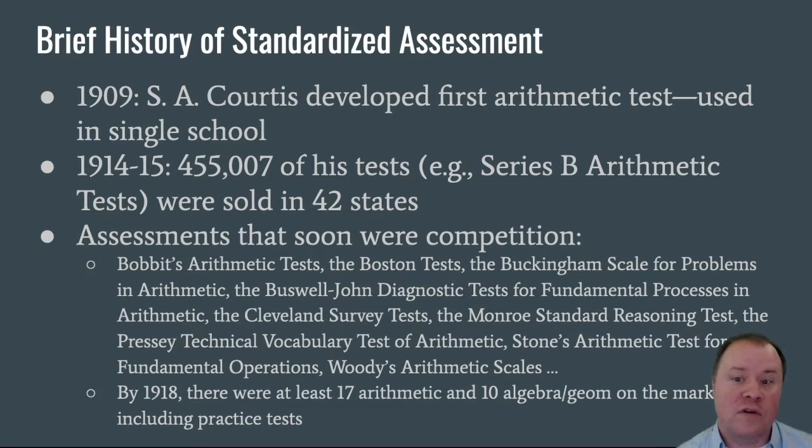In 1909, S.A. Curtis developed the first arithmetic test, which was used in a single school. By the 1914-15 school year, about 500,000 of his tests were being sold in 42 states. Other assessments were soon in competition, which I've listed quite a few here: Bobbitt's arithmetic test, the Boston tests, the Buckingham scale for problems in arithmetic, and on it goes. By 1918, there were at least 17 arithmetic and 10 algebra and geometry assessments on the market, including practice tests for them.